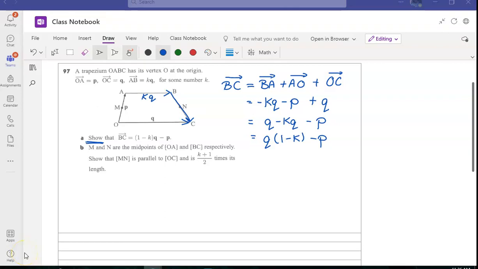M and N are midpoints of OA and BC respectively. Show that MN is parallel to OC and is (K plus 1) over 2 times its length. Now, before you even start, should you state what's in your head? How are you showing that that is going to be parallel? No, you don't know that. You're trying to prove that.